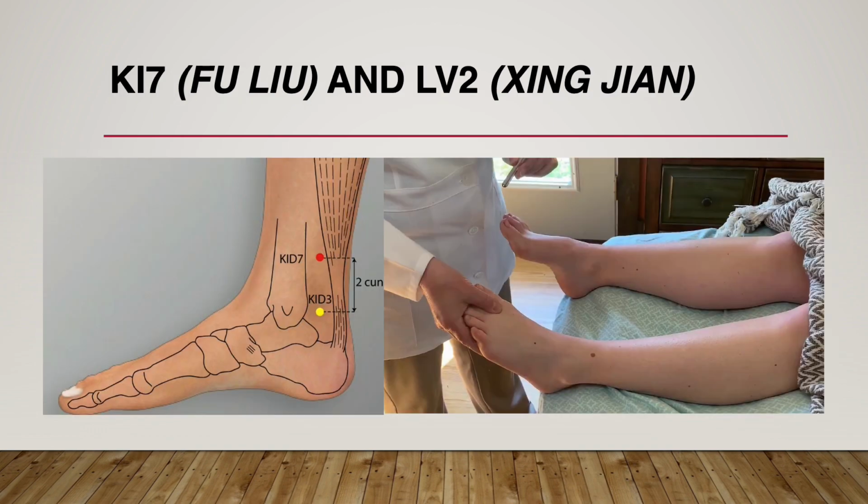Kidney 7 and liver 2. This is a variation on the theme of mother-child treatment. In this case, the metal or river point of the water channel, the mother point, is combined with the fire spring point on the wood channel, the child point, with the net effect of benefiting water and calming wood. Here, one is tonifying the mother and draining the child at the same time.